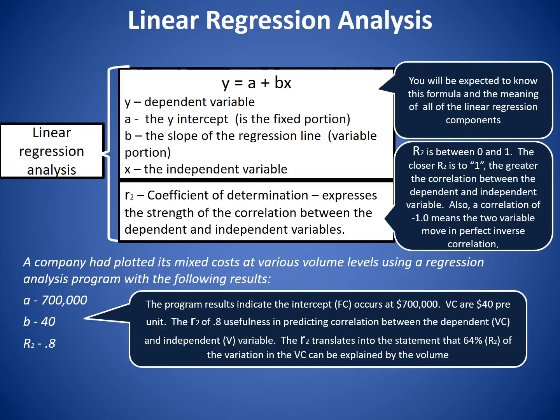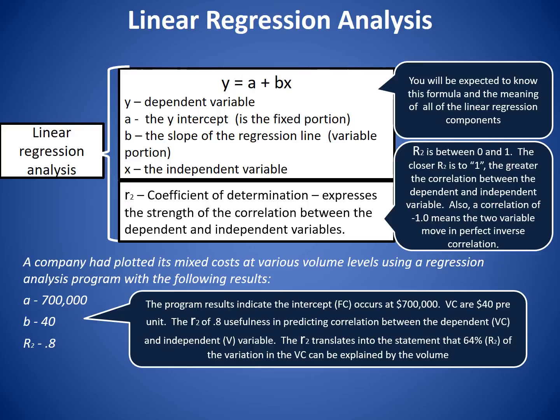And then R squared. R squared indicates, at 0.8, its usefulness in predicting the correlation between the dependent and the independent variable. Now, if you want to come up with the percentage of correlation, you could simply take R and square it. So if we do that, it's 0.8 times 0.8. That means that 64% of the variation in our variable cost, in other words, B, can be explained by the change in volume.